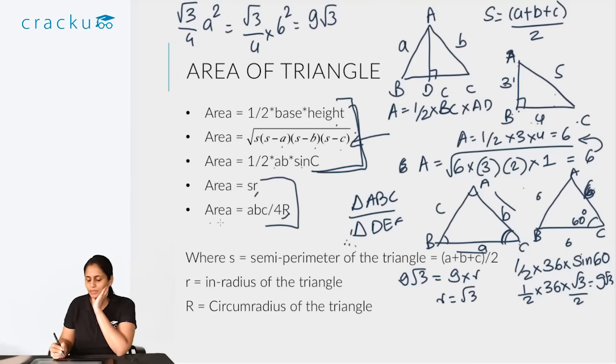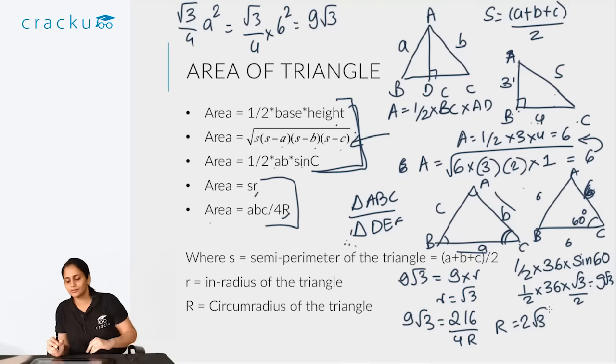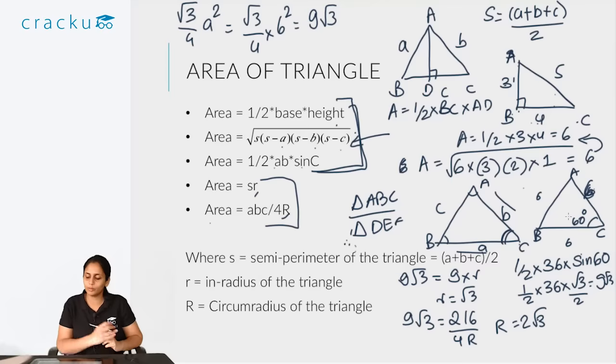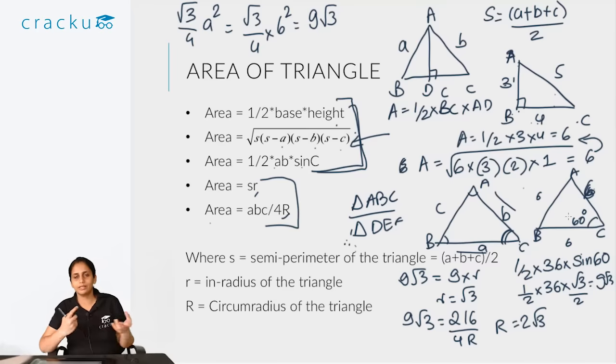Similarly, the last formula is area is equal to ABC, so that is 6 into 6 into 6, that is 216, divided by 4 times R. So R is equal to 2 root 3. So the circumradius of this equilateral triangle would be 2 root 3 and the in radius would be root 3. So this is one easy way in which you can calculate the in radius and the circumradius of a given triangle. If you know the area and you know the sides of the triangle, you can easily calculate the in radius and the circumradius of the triangle.